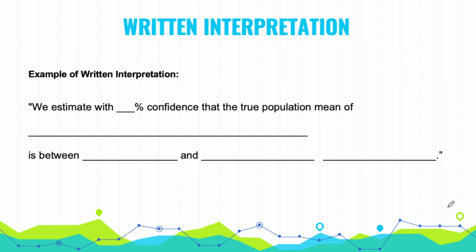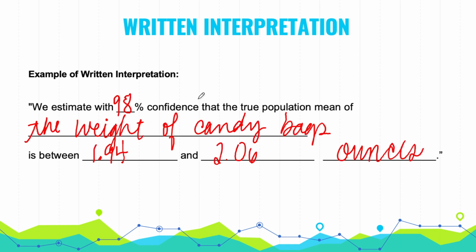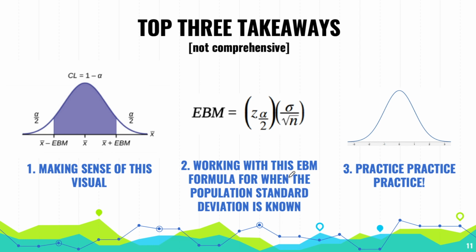So let's write out our written interpretation for practice. We estimate with 98% confidence that the true population mean of the weight of candy bags is between 1.94 and 2.06 ounces. As always, I have my top 3 takeaways for you. They're not comprehensive, but just to make sure we're all on the same page.